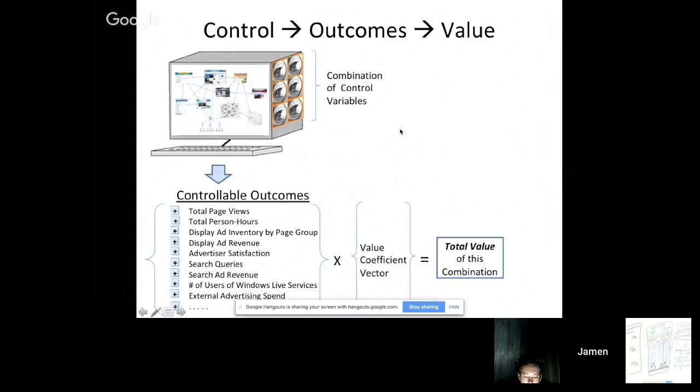Anyway, in the end, the telos is really a vector of different measurable outcomes, and then you take a dot product of the values of each of those outcomes with a unit value to get an apples to apples comparison, and therefore the best possible total combination. But the simulator is the bridge between input variables or control variables and outcomes.